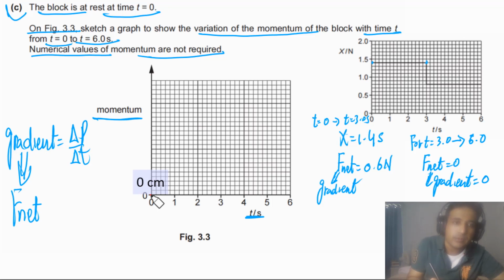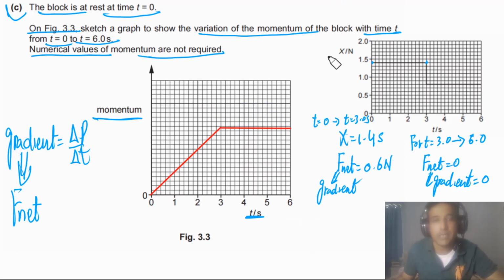We can start from origin because initial momentum is 0, because initial velocity is 0. So up to 3 seconds, gradient has to be constant because resultant force is constant, and after that resultant force is 0, so the gradient has to be 0. So this is how we can sketch the graph.